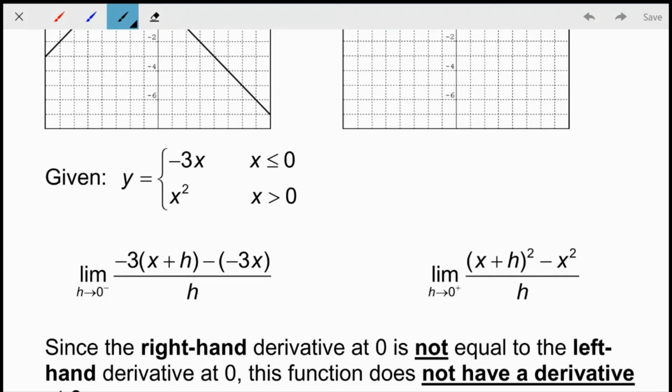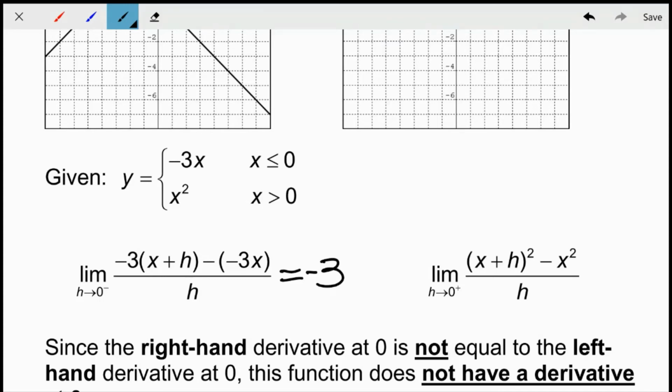As x approaches 0 from the left, I would be looking at the negative 3x rule. When I take the derivative of that, what I'm going to find is that this is negative 3. You can just think through that one, or you can actually solve that limit out if you want. If you think through it, it's a linear function. It always has a slope of negative 3.